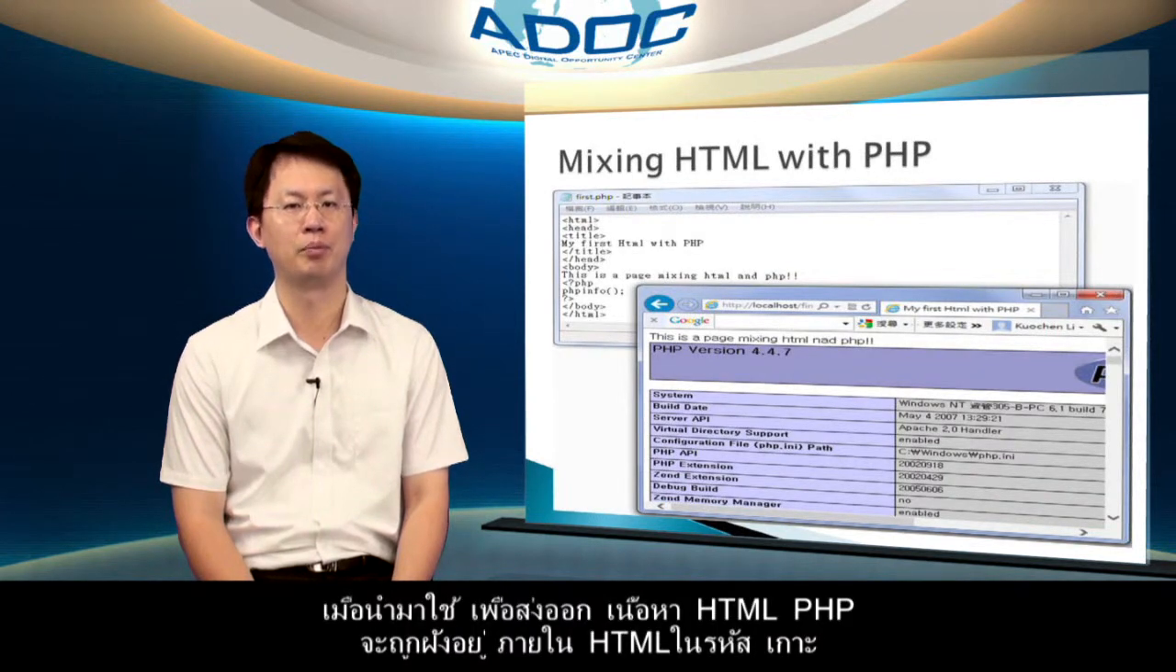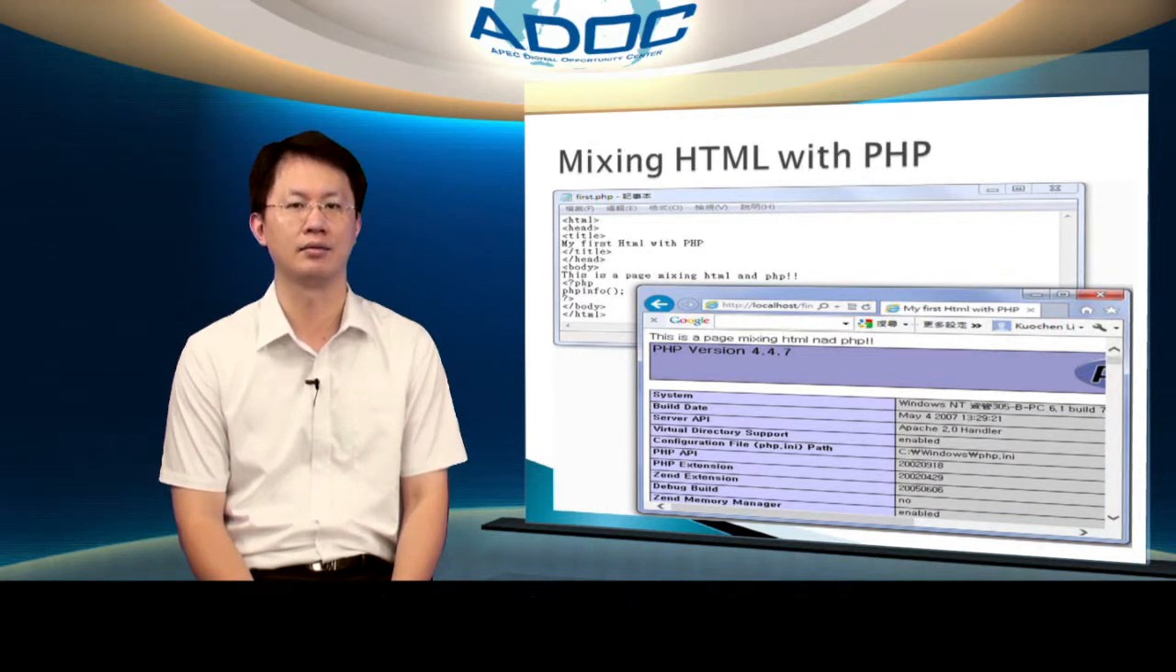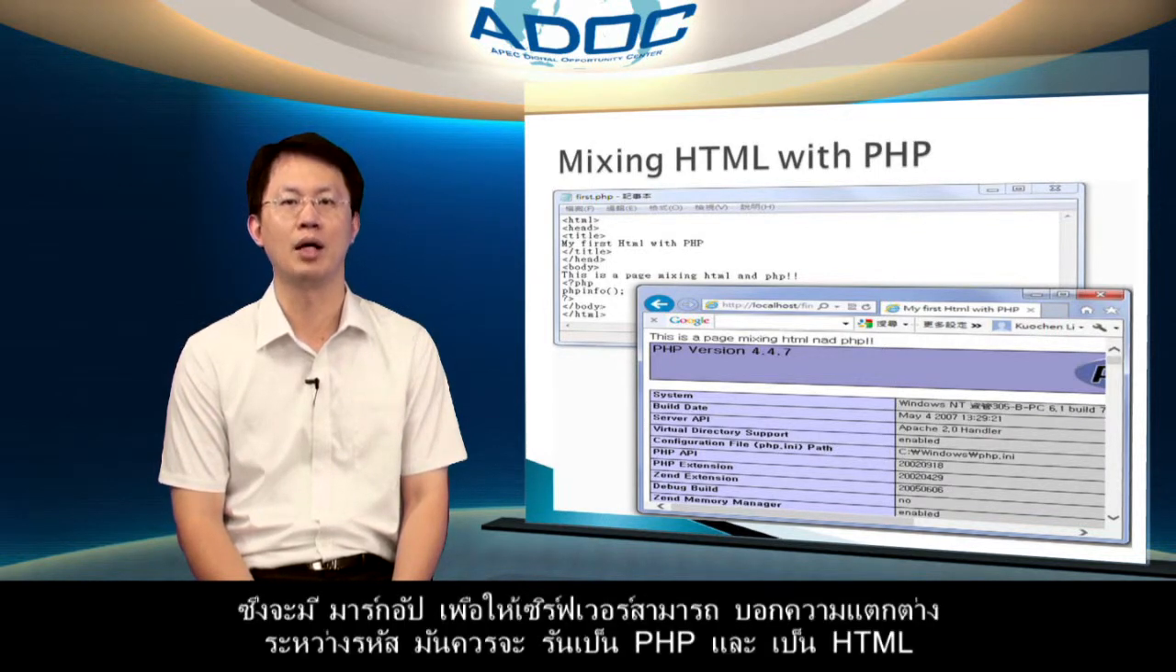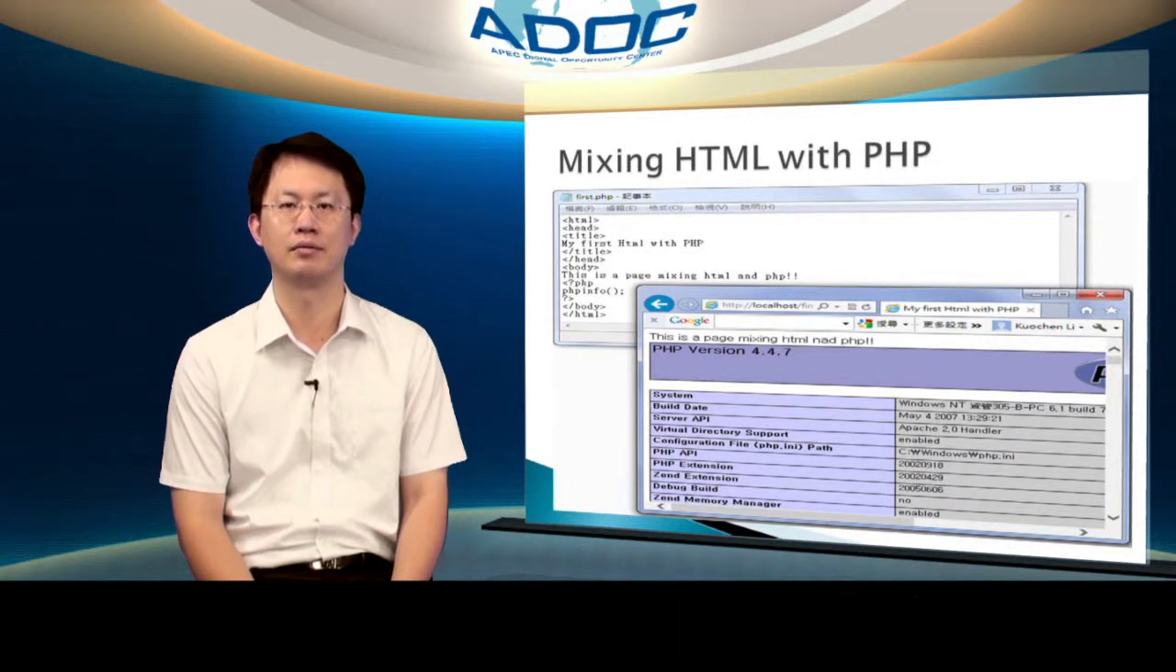When used to output HTML content, PHP is embedded inside HTML in code islands. The most common way to open and close PHP code blocks is by <?php and ?>. The markup is there so the server can tell the difference between code it's supposed to execute as PHP and as HTML.